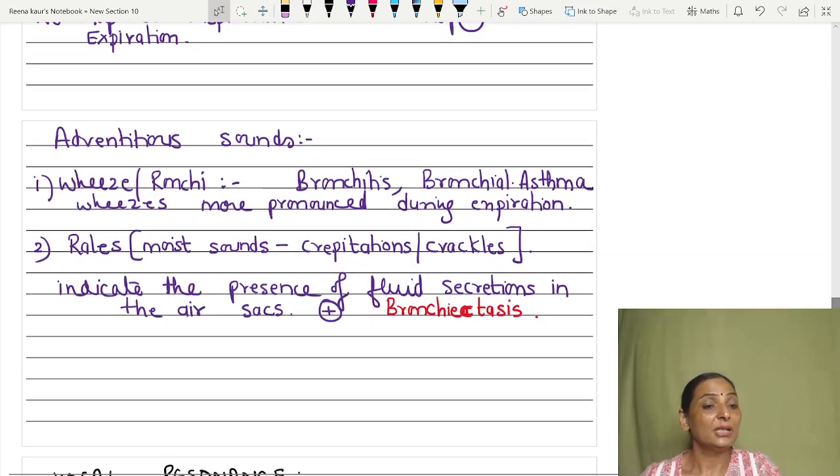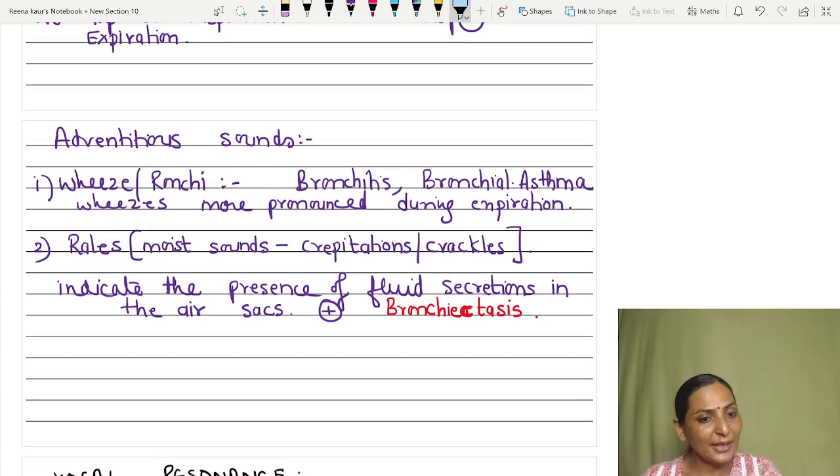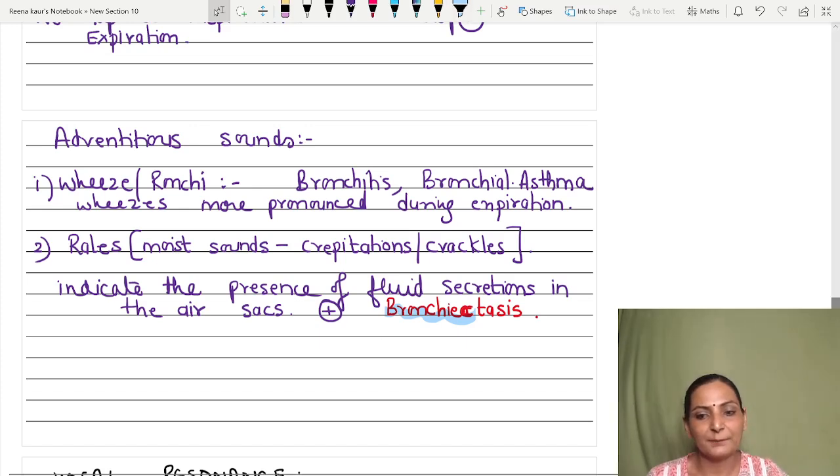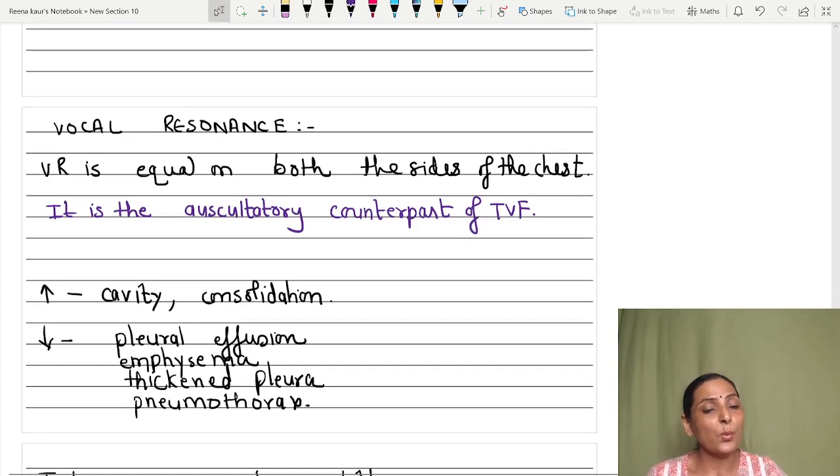Adventitious breath sounds can be wheeze, rhonchi, which are seen in bronchitis, bronchial asthma, where the wheezes are more pronounced with expiration. Rales, which are moist sounds, are also called crepitations or crackles. They indicate the presence of fluid secretions in the air sac, which can be seen in bronchiectasis. So these are the adventitious or the abnormal breath sounds which you can hear apart from the normal vesicular and bronchial. And what is vocal resonance?